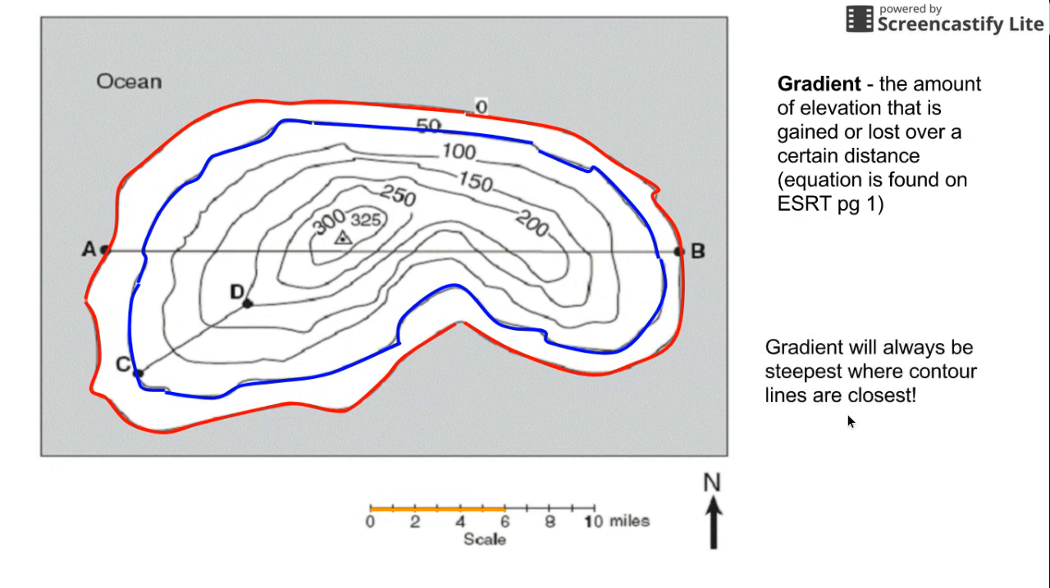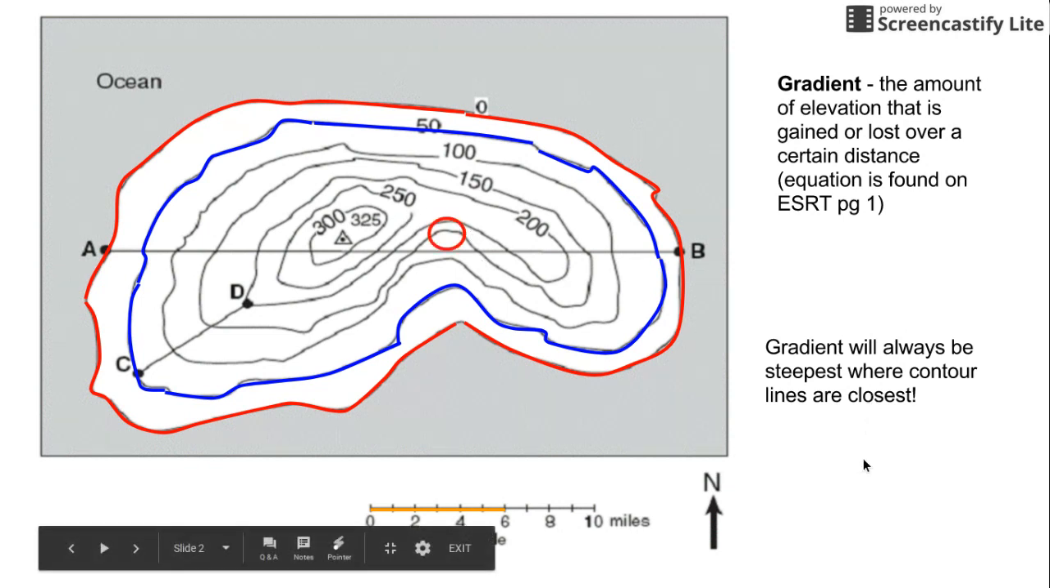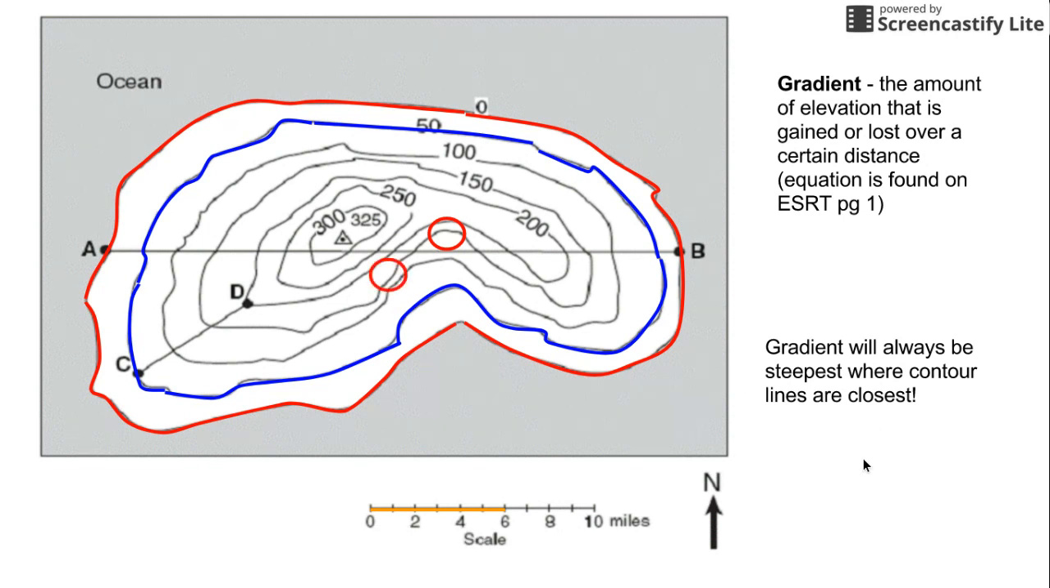One other important thing about gradient is that if you aren't trying to calculate it and you just want to know where the steepest and the most shallow gradients are, you can do that easily by looking at the spacing between the contour lines. Where the contour lines are closest together, that will always indicate the steepest gradient. A steep hill, if you're walking up it, would be right here where this red circle is. Other examples of a steep gradient would be here and here.